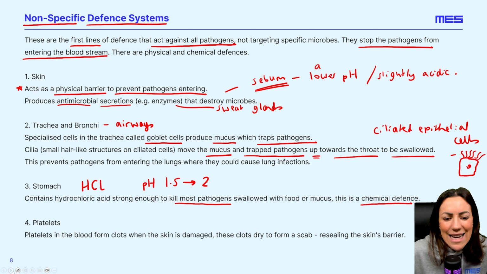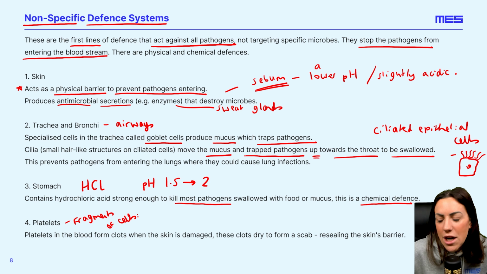Number 4, platelets. Now, platelets are fragments of cells. You've learned about them in Module 2 when you did the blood. They make up most of your... no, they don't. That's plasma. I was going to say they make up most of your blood. That's plasma. Ignore me. Platelets are fragments of cells.